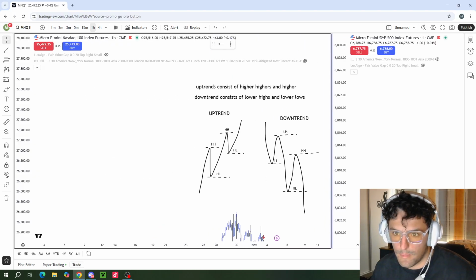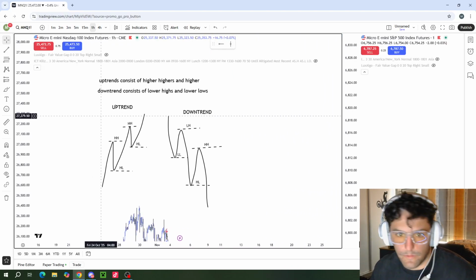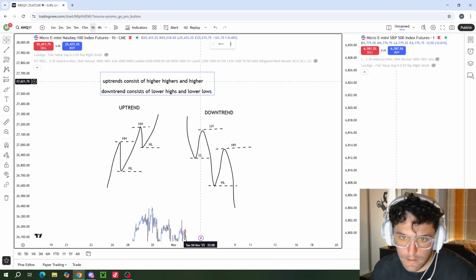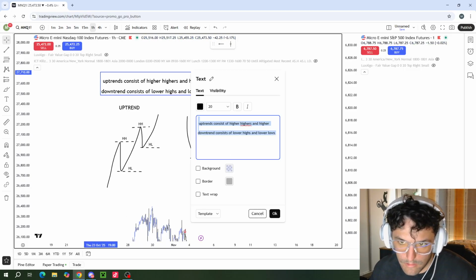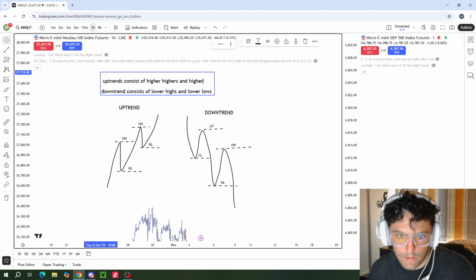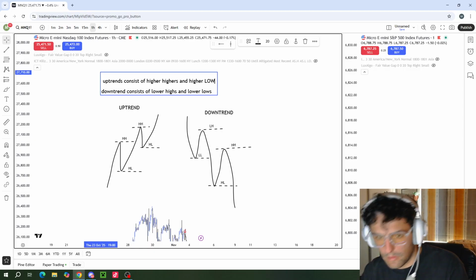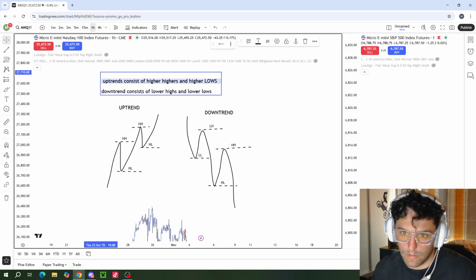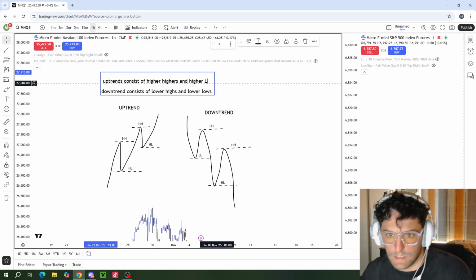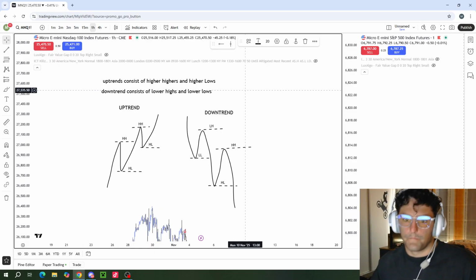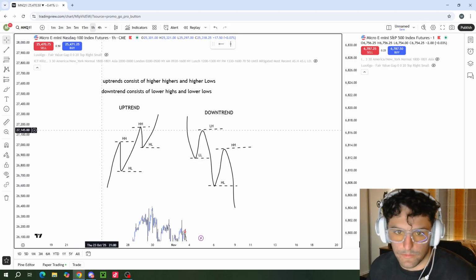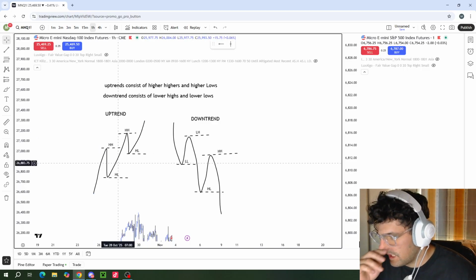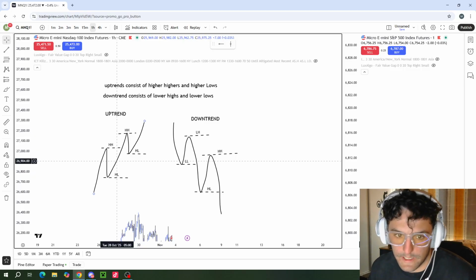This should be everything you need, or literally copy this into your book. Uptrends consist of higher highs and higher lows. There you go. Downtrend consists of lower highs and lower lows. Oh, I really messed that up, but you get what I mean. Boom, you've taken a photo of that. Easy peasy lemon squeezy. So you should have a grasp on trends by now.